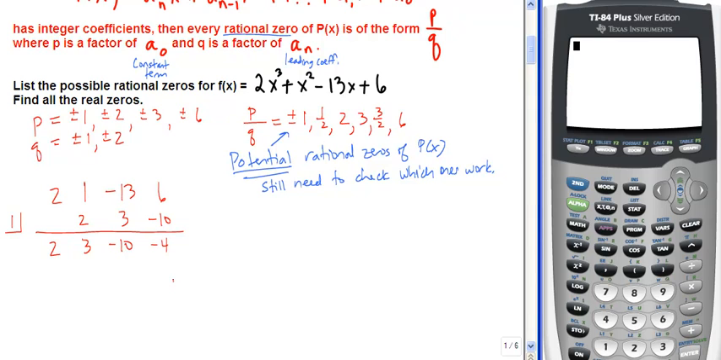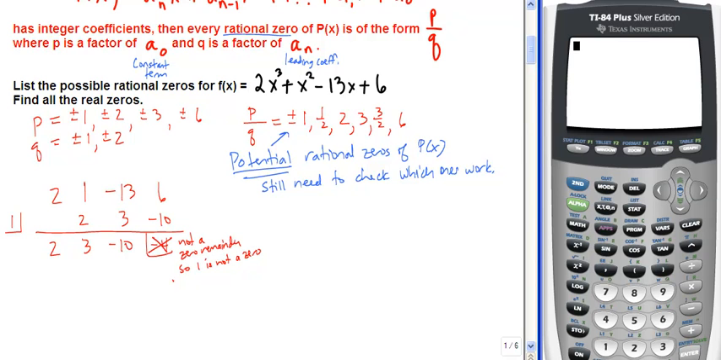Now how do I know if it works? Well, if 1 really was a 0, then what should my remainder be? It should be a 0, and this is not a 0 remainder. So that means it doesn't work. So 1 is not a 0 of this polynomial.